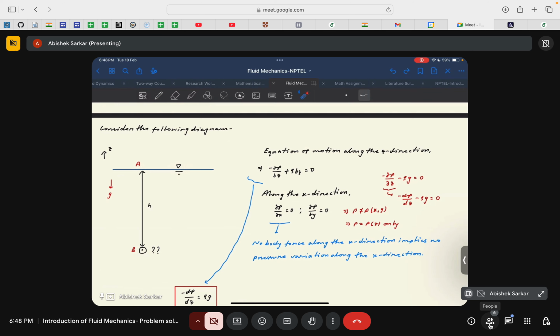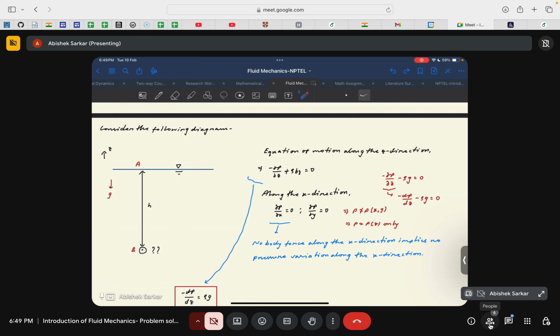So our task is to understand how the pressure varies from this point A to a certain depth, say point B, which is at a depth of h from the free surface. Our z coordinate is along the upward direction, the positive z coordinate is along the upward direction. And gravitation will always act towards the center of earth, so in this case it will act along the downward direction. So g is in the negative z direction.